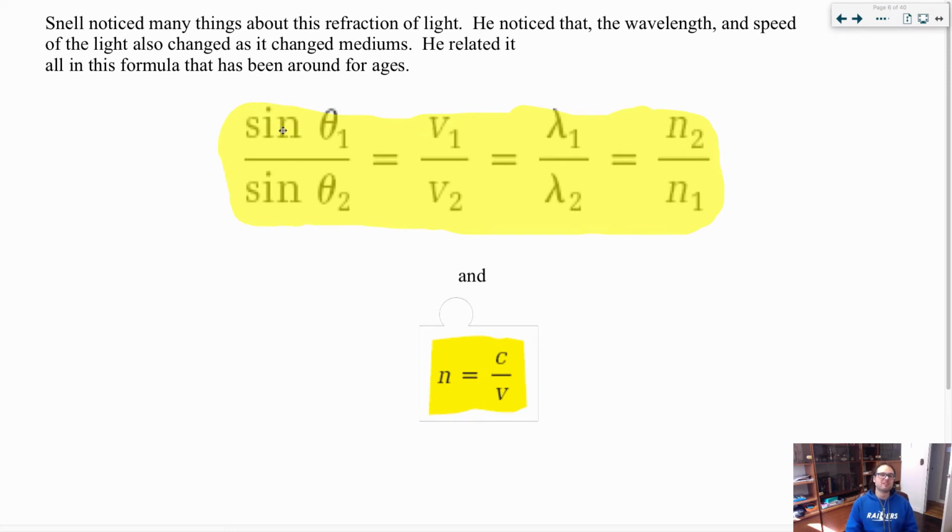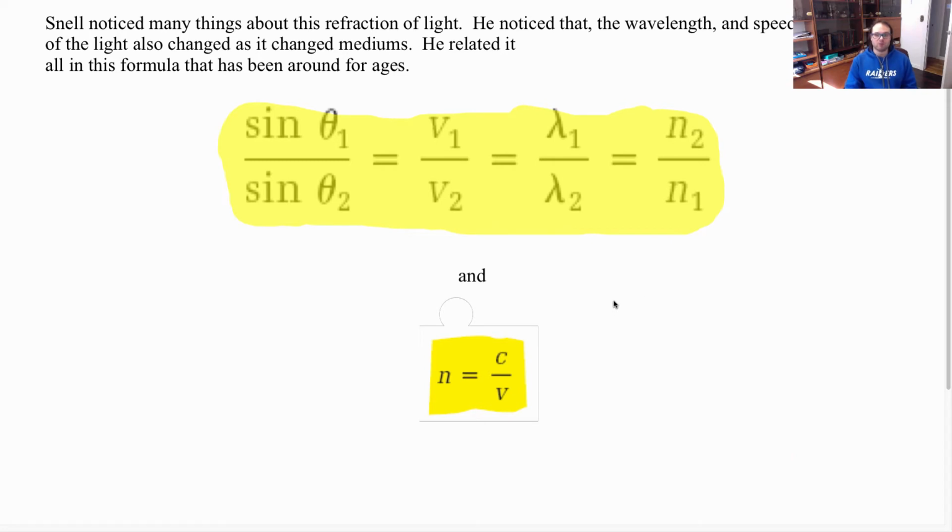So right here, we have a relationship. One way I like to remember this is that for everything, I put my initial or incidence wavelength or speed on top, and my refraction on the bottom. Everything except for my refractive index. Because remember, this is the ratio of going in versus out, so it's the exact opposite, where this is going to give me the exact opposite.